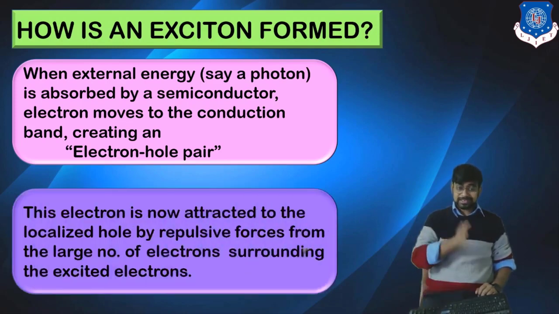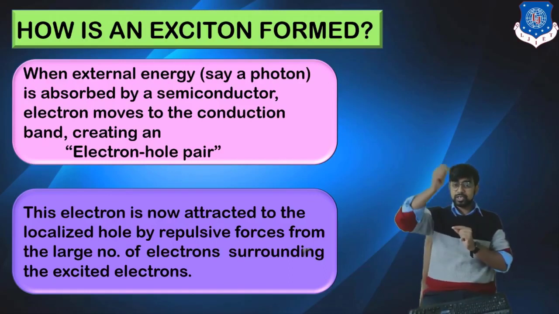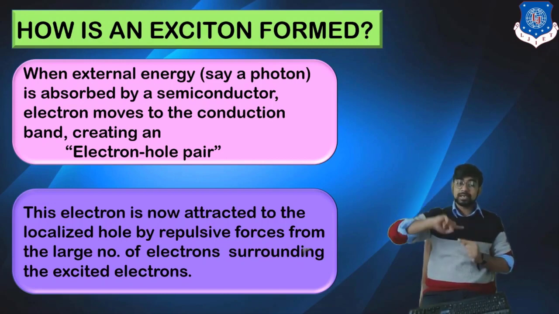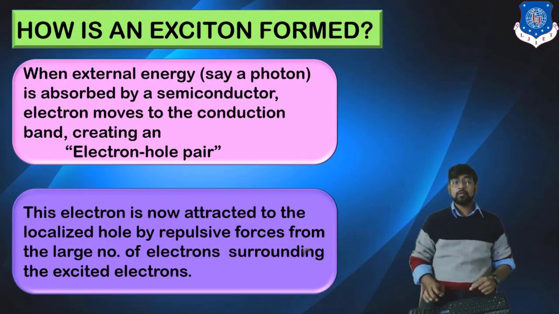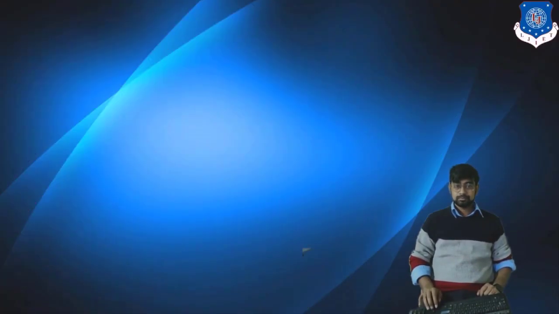Okay. So now this electron is attracted to the localized hole by a repulsive force from the large number of electrons surrounding the excited electron. So it means that when the electron has actually gone up, there is still some force acting between them, and that is nothing but some localized repulsive forces. That is how the exciton is actually formed.